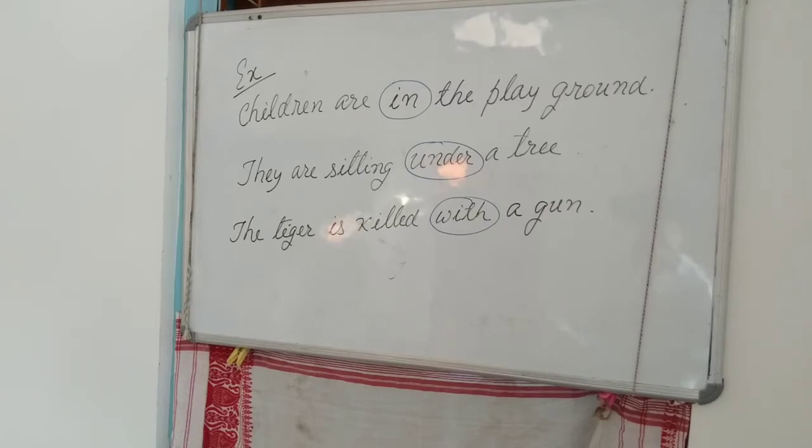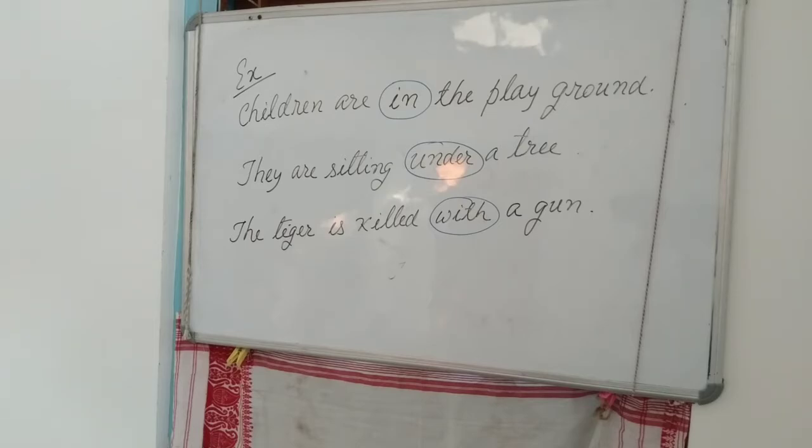Here the relation, that means with what instrument is the tiger killed? That is with a gun. Actually, prepositions are words which are used to link nouns, pronouns or phrases to other words within the sentence. They connect the people, the object, time or location of a sentence.